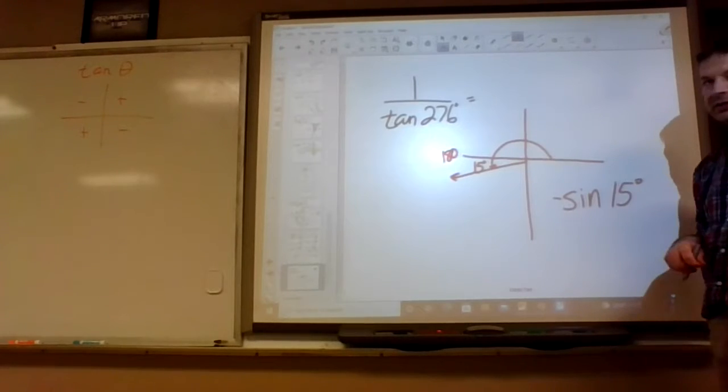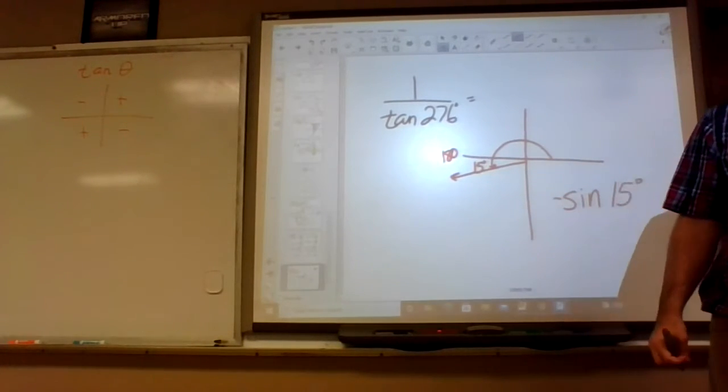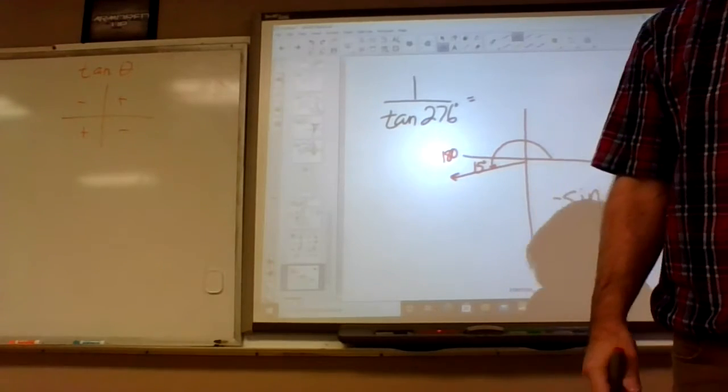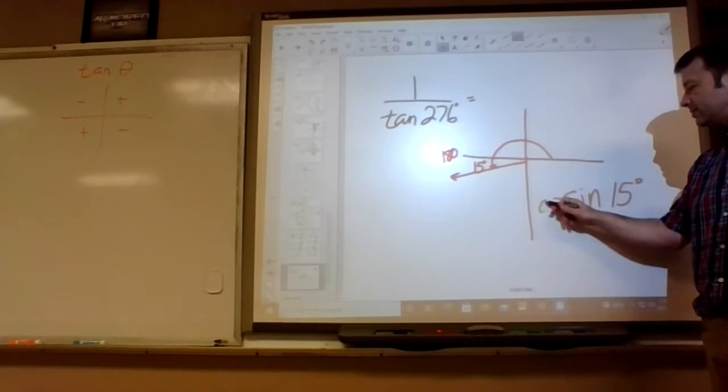Can't you do that on your calculator? You can do 195 minus 180 on the calculator, but no, Brady, you can't do negative sine of 15. You can, but we're not. This is the answer right here.